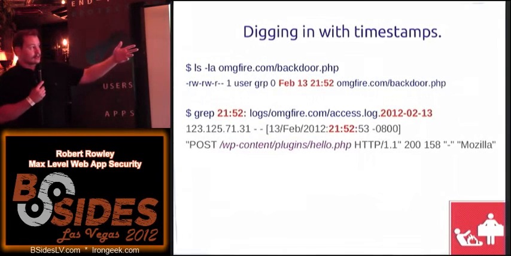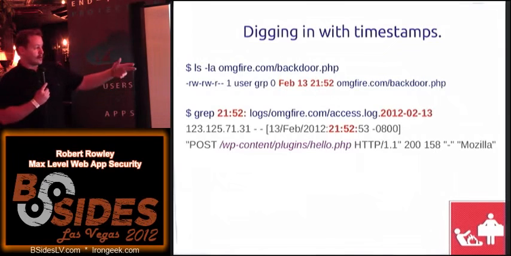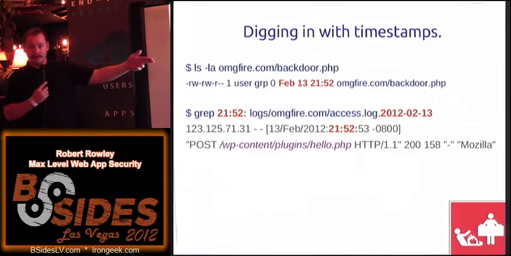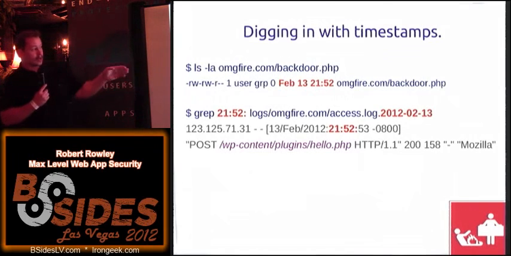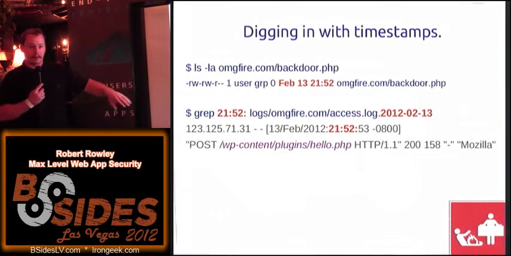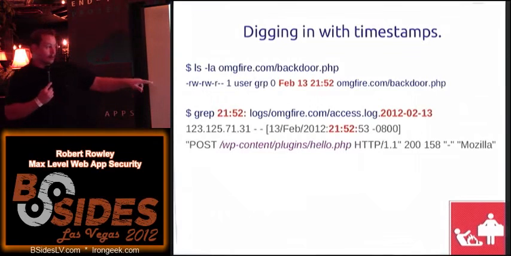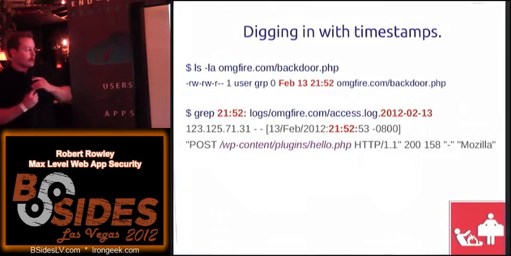The area in red is a timestamp. You then just grep for that timestamp in your website's access logs, and you'll most likely find something interesting, like a post request to this plugin page called hello.php. That is most likely the first step. Hello.php in this case will most likely be a backdoor.